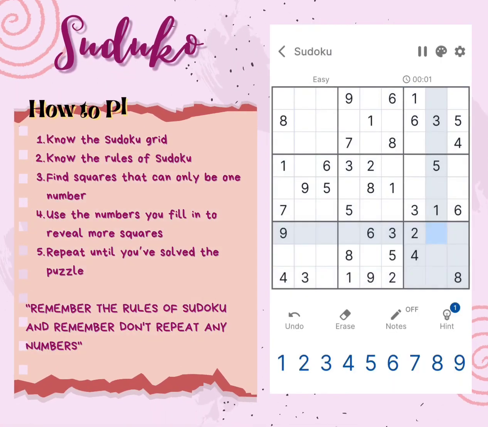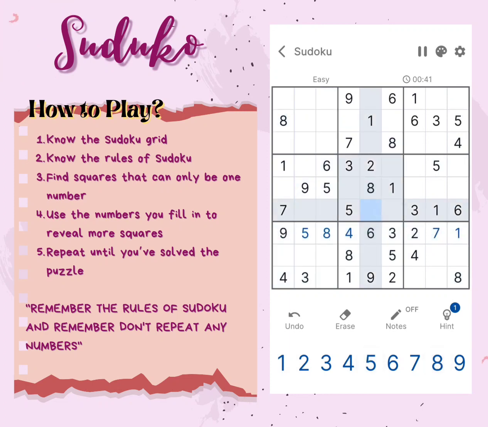How to play Sudoku? First, know the Sudoku grid. Every Sudoku puzzle involves a 9 by 9 grid of squares subdivided into 3 by 3 boxes. Second, know the rules of Sudoku. Sudoku is a puzzle based on a small number of very simple rules. In short, there are no repeating numbers from 1 to 9 in the rows, columns, and squares.